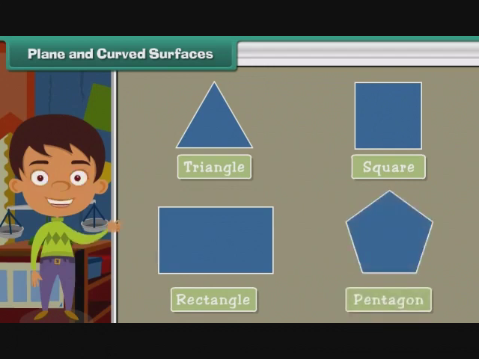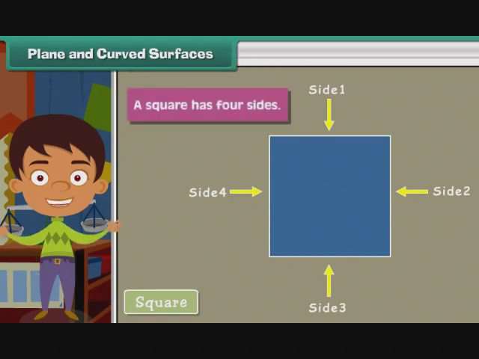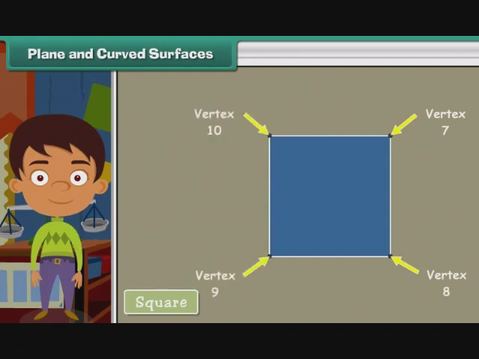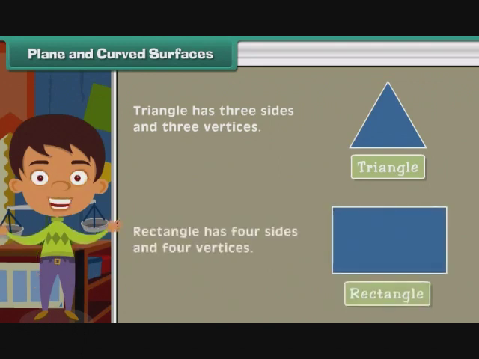Now we'll study about plane figures, sides and vertices. Look at this square. Arrows 1, 2, 3, 4 indicate the sides of a square. A square has 4 sides. The point at which 2 sides meet is called a vertex. Arrows 6, 7, 8, 9 indicate the vertices of a square. So here we see a square has 4 vertices. Similarly, a triangle has 3 sides and 3 vertices. A rectangle has 4 sides and 4 vertices.